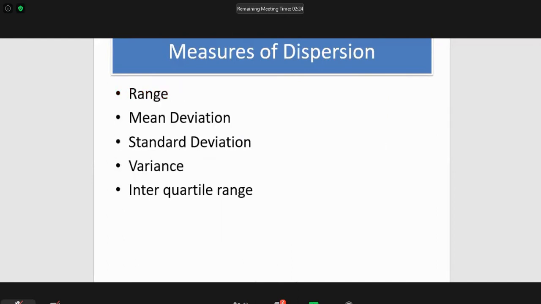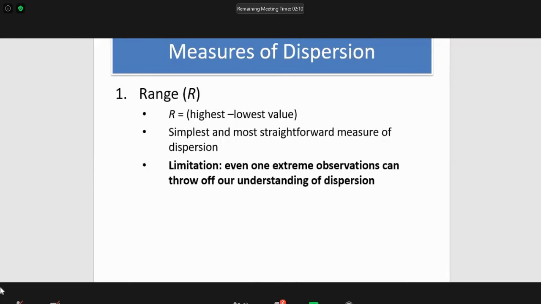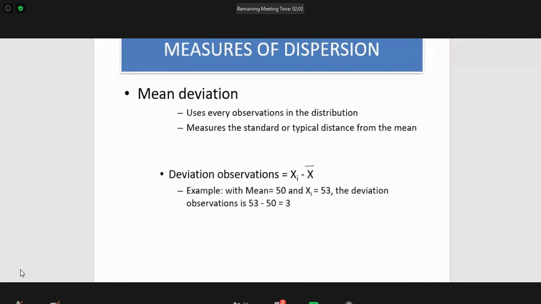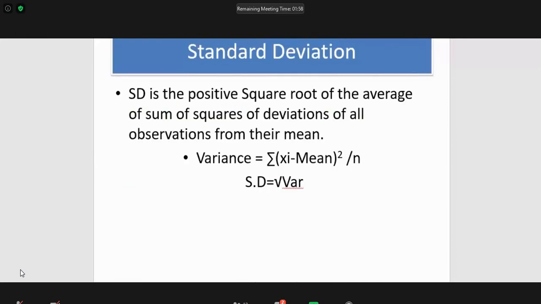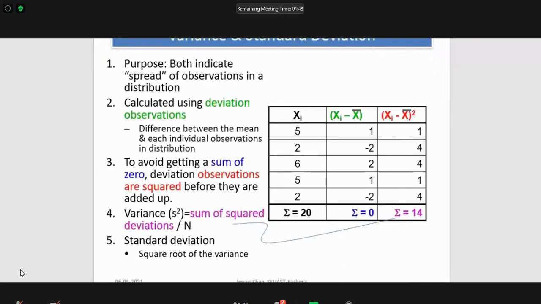So these are the different measures of dispersion: the range, mean deviation, standard deviation, variance, and interquartile range. Since we have less time, we may go direct. Range is the simplest measure: highest value minus lowest value gives you the range. We will go directly to standard deviation. Standard deviation is the positive square root of the average sum of squares of deviations of all observations from their mean. This is how we calculate the standard deviation.